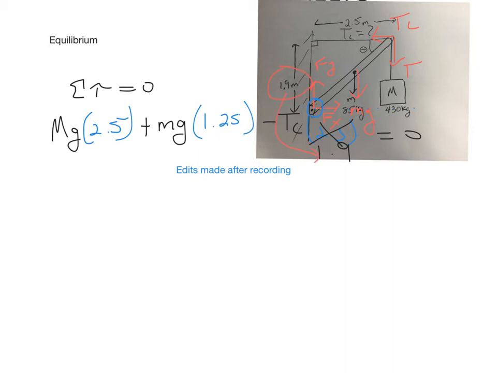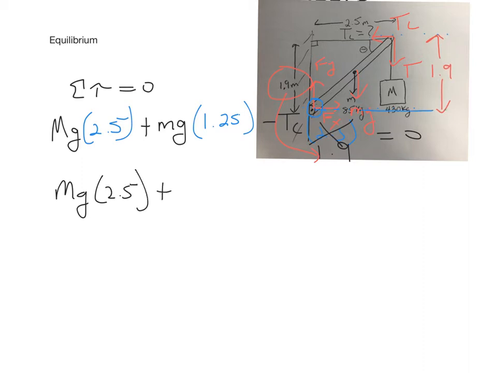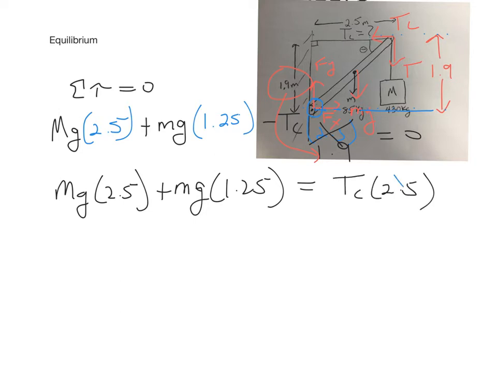So if we look at this, the only thing we don't know in that equation is Tc. So the sum of all torques is all we need in order to get this final answer. So we move everything from one side to the other, that we want to find here. And then divide everything by the 2.5.